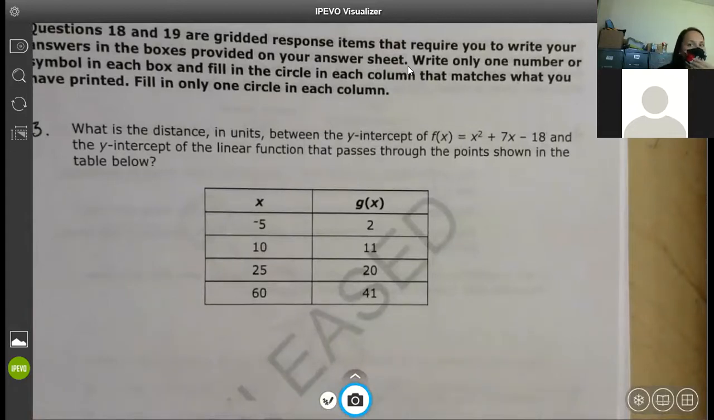What's the distance in units between the function x squared plus 7x minus 18 and the y-intercept of the linear function that passes through the points shown in the table below? So let me show you this. I am going to show you Desmos.